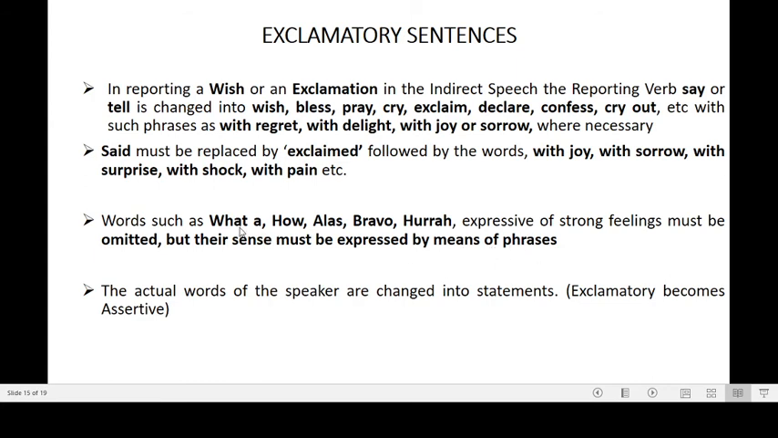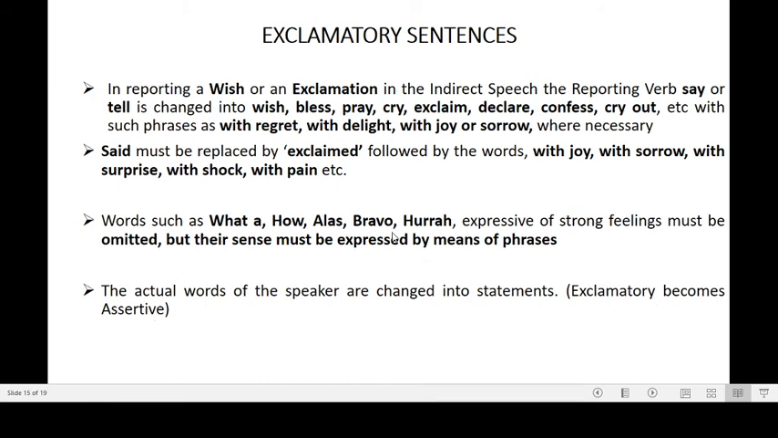Here you see, if there is a sentence like "What a beautiful bird," then we should omit or skip the words what a, or how, alas, bravo, hurrah. These expressions which express strong feelings should not be used again in the reported speech. Instead, the sense or feelings of these phrases should be carried with words like with joy, with sorrow, etc. And the actual words of the speaker are changed into a statement, and exclamatory becomes assertive.